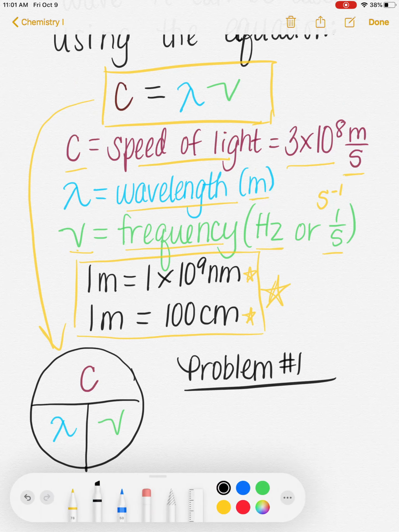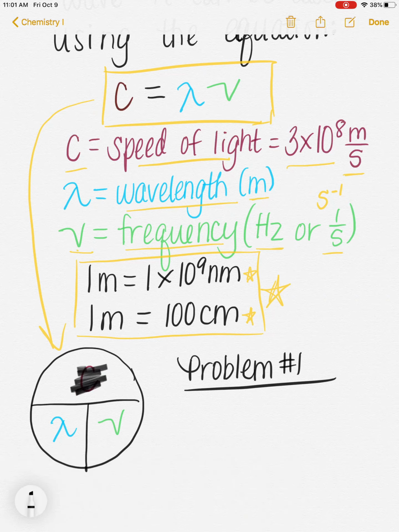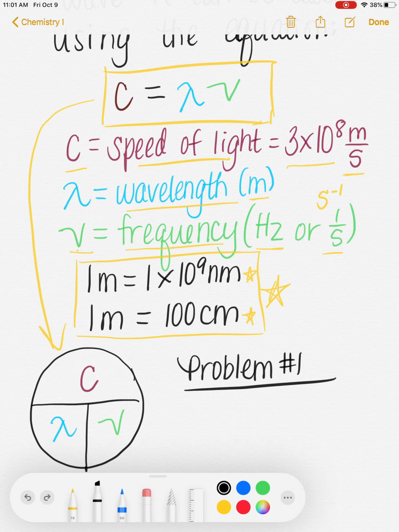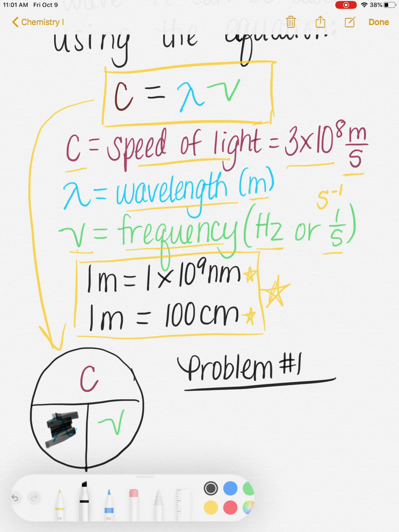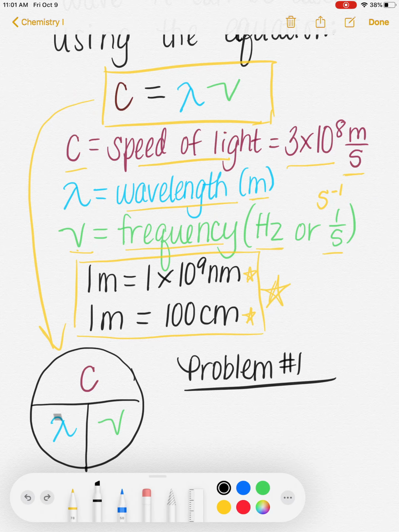So let me try something here for those of you that haven't been in class. Let's say that we wanted to know c, so we're going to cover up c. This pie chart then tells me that c is equal to lambda times v because they're side by side. If I didn't know lambda, I'd cover up lambda, and the chart now tells me lambda is c over v, or c divided by v.